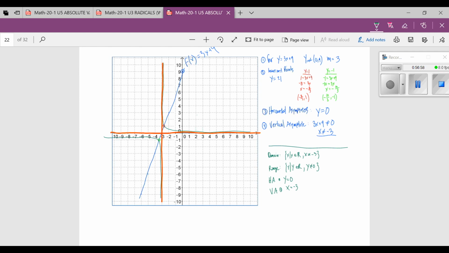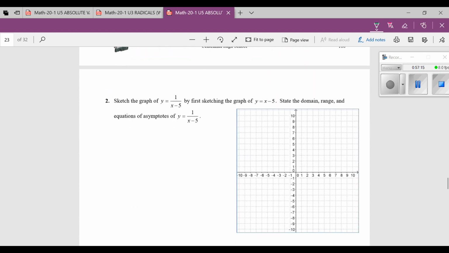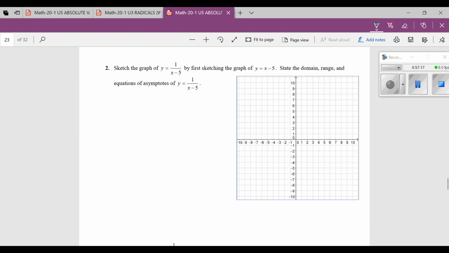Yep. All right. So we'll go ahead and do one more example of graphing f of x and 1 over f of x. It's the reciprocal of a fairly simple equation. So we'll pop over to page 187 now, top of page 187, question 2.